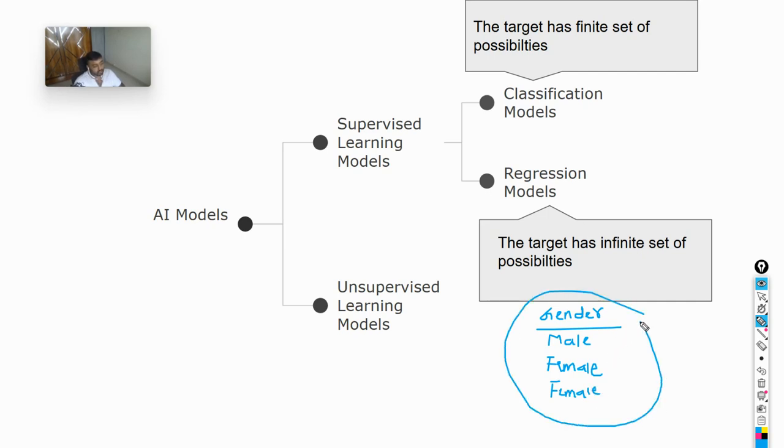Now let's suppose gender column is my target column. Now in this target column, do we have finite set of possibilities or infinite set of possibilities? We have finite set of possibilities, right? Let's say in my office, we have people only belonging to two gender, male and female, right? So in this scenario, gender column has two possibilities. That means gender column has finite set of possibilities. So if gender column was your target column, and if in your target column you have finite set of possibilities, then your model will be called a classification model.